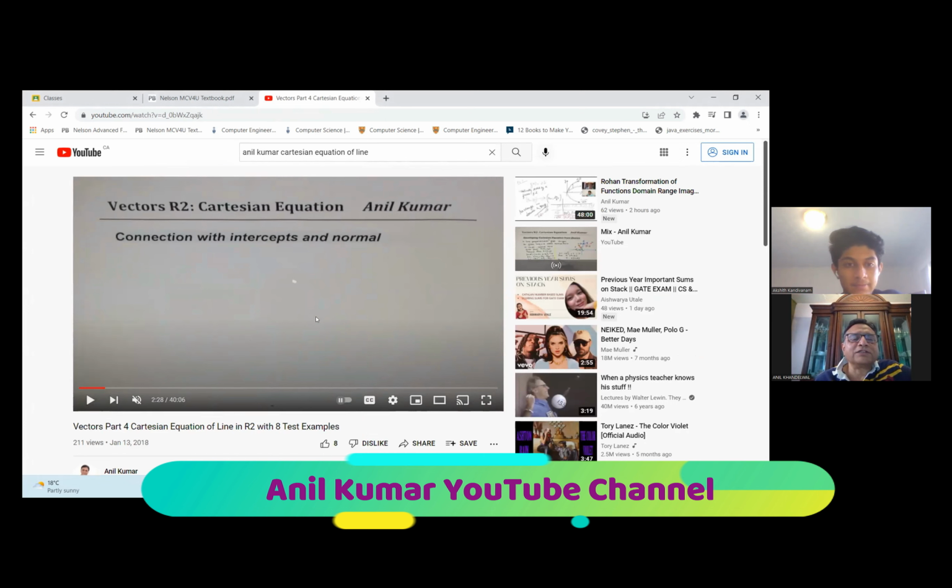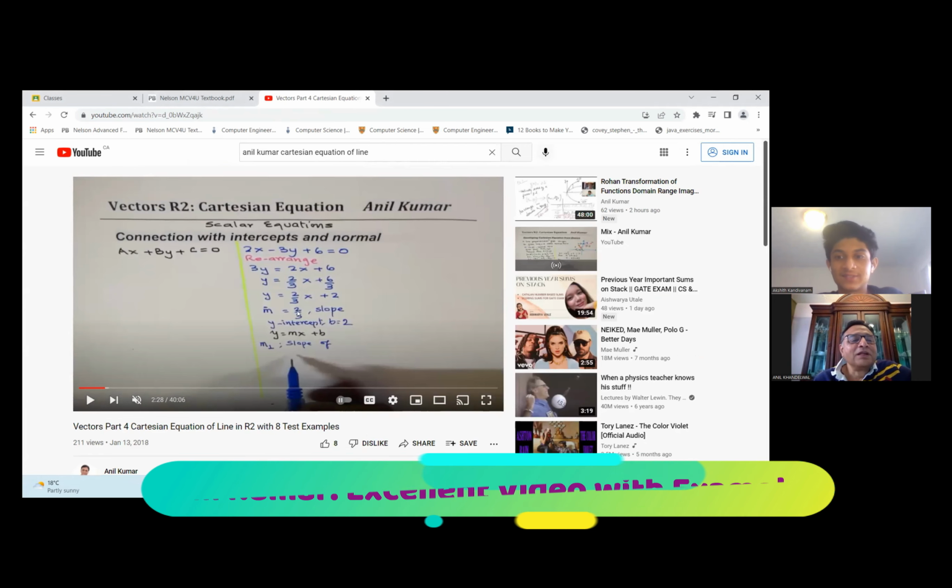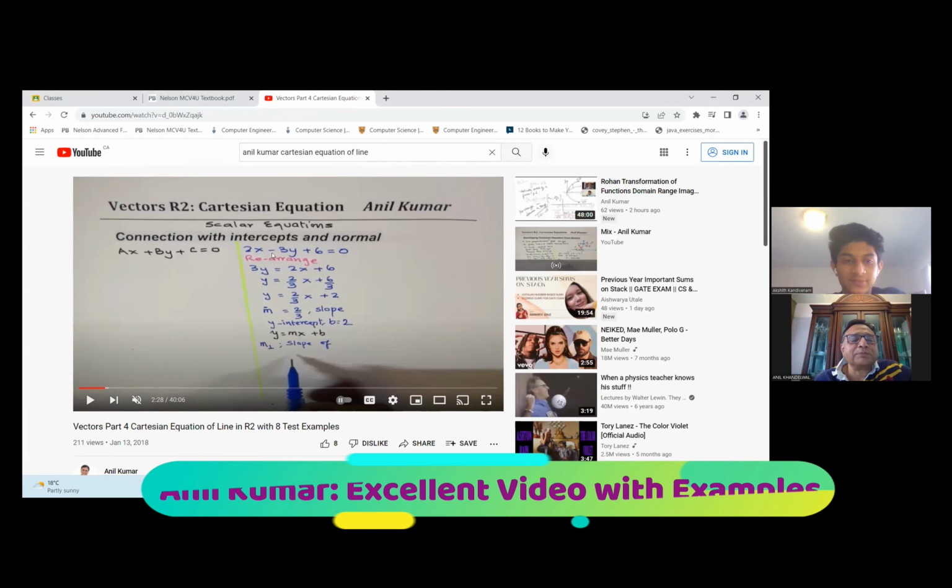We're talking about connections with intercepts and normal. You know now the connection between intercepts and normal, right? If I'm given an equation ax plus by plus c equals 0, in this case 2x minus 3y plus 6 equals 0, when you rearrange into slope-intercept form, you get the slope. When you flip and negative reciprocal, you get the normal. And so you realize that A and B correspond to the normal to the line, correct?